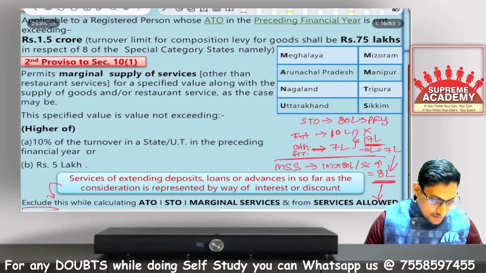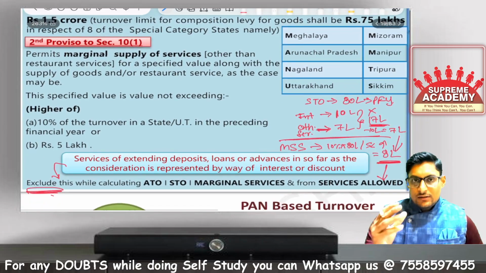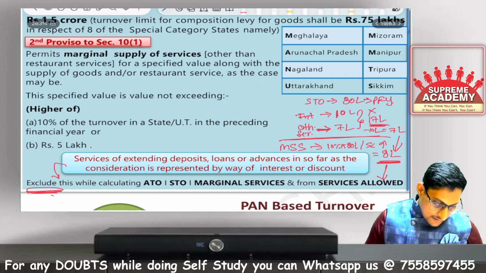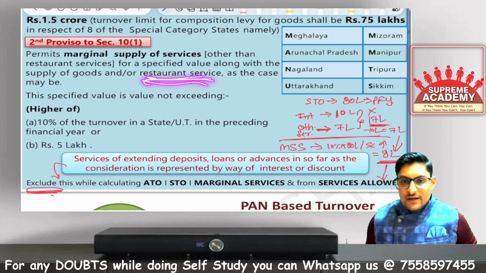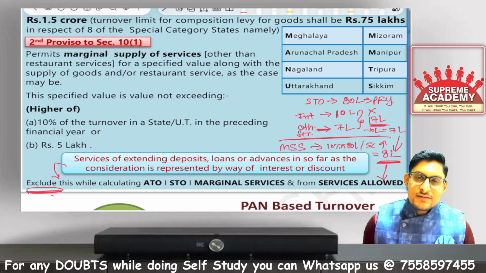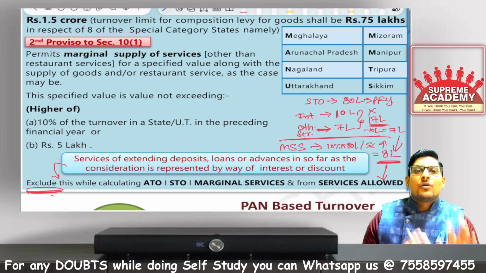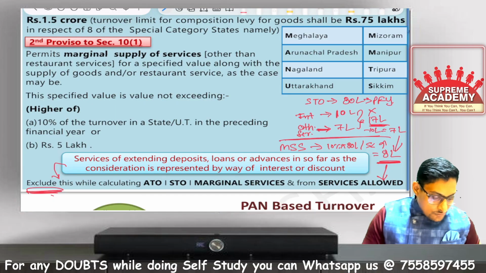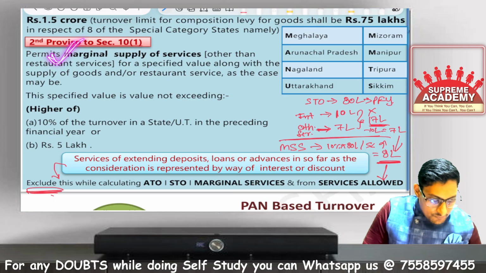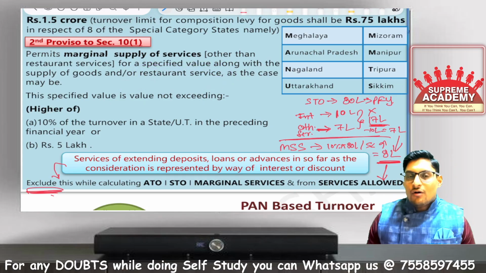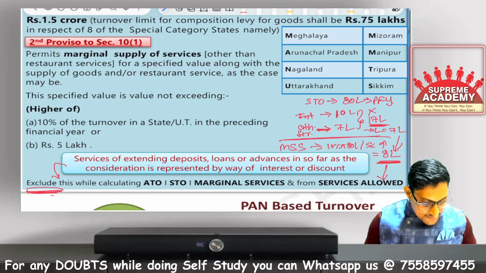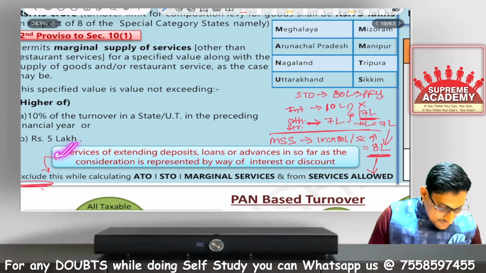Now, while calculating the marginal supply of service, we should keep two things in mind. First of all, restaurant services. Though it is a type of service, under composition it comes under goods. So that's why while calculating marginal supply of service, we have to reduce this service. We have to ignore this service. That is the first one.